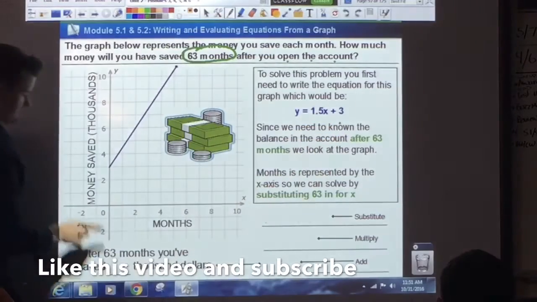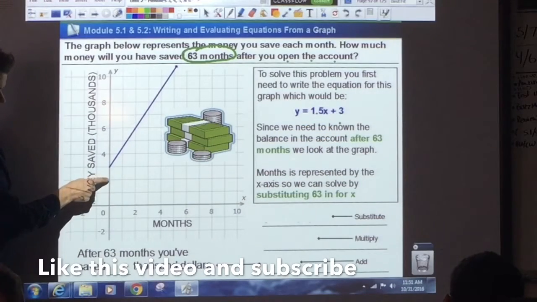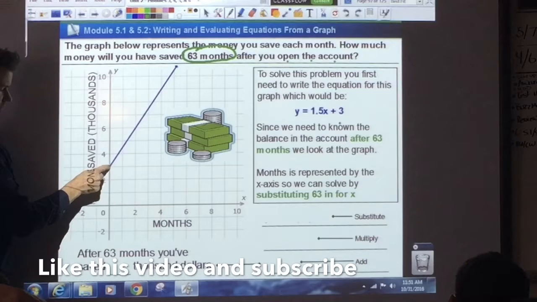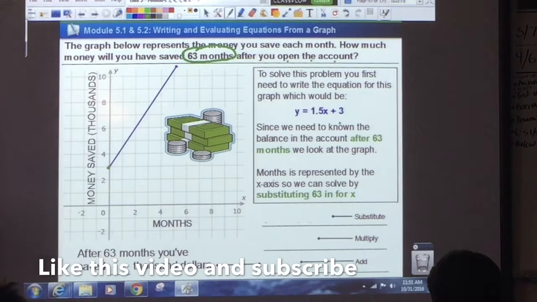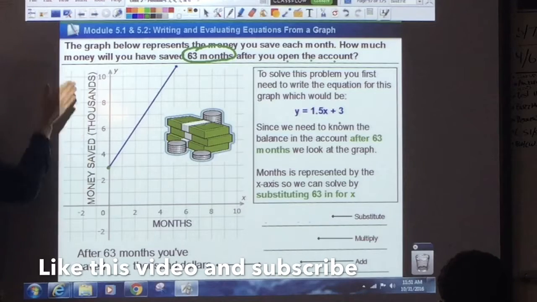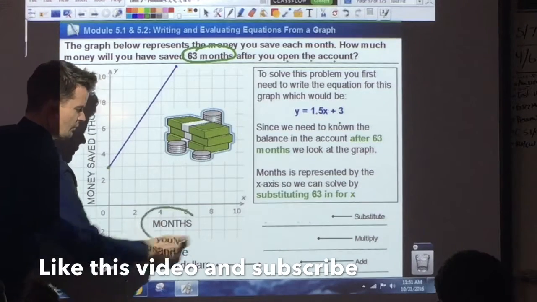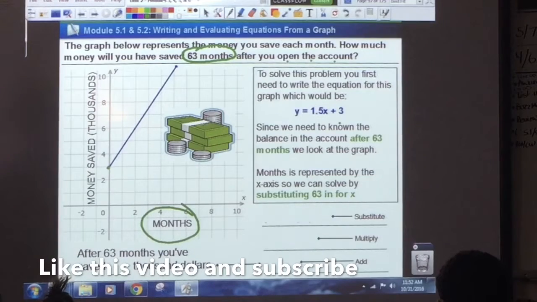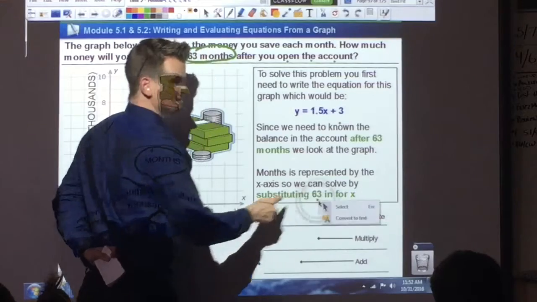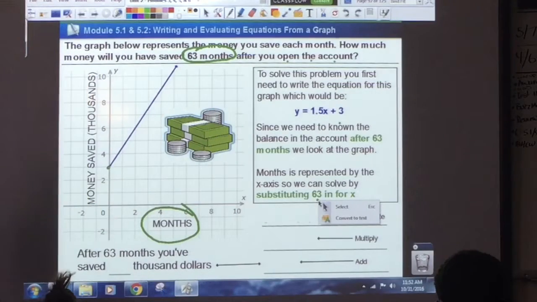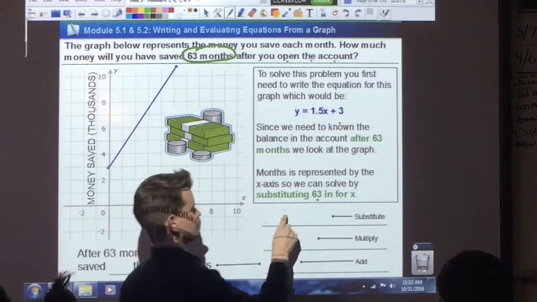So, let's look here at the graph. What number falls in between 2 and 4? 3. So my y-intercept was 3. So that's my equation. The goal of this is for us to figure out how much money we'll have saved 63 months after we start this. So if we look at the graph, y represents money and x represents what? Months. And we want to find out how much money we'll have saved 63 months later. All that means is I'm going to take 63 and substitute it in for what variable? X.